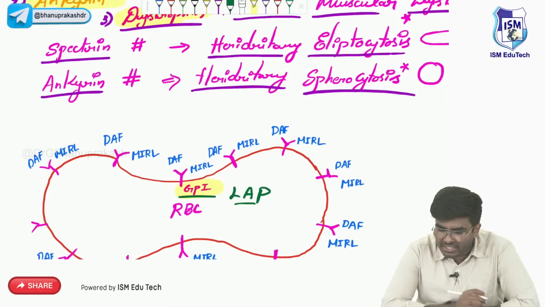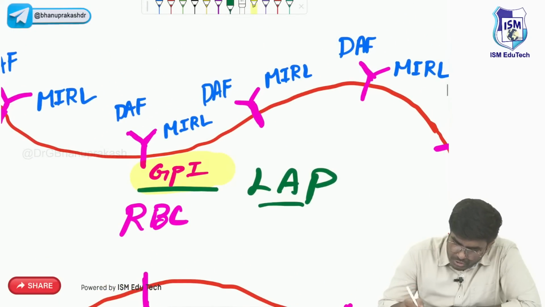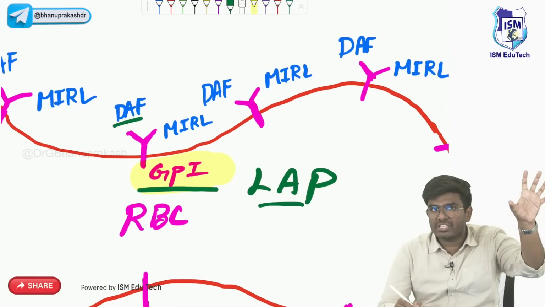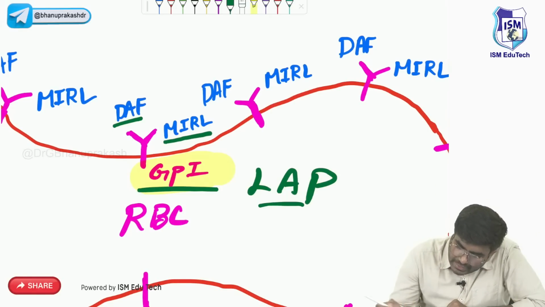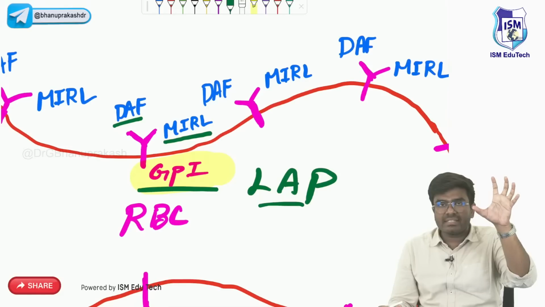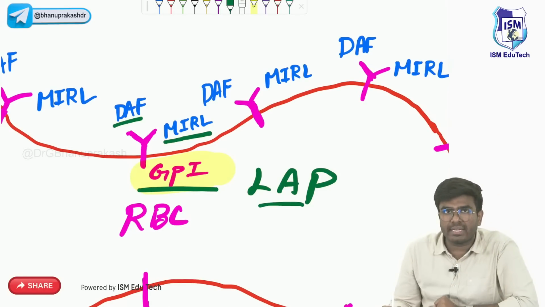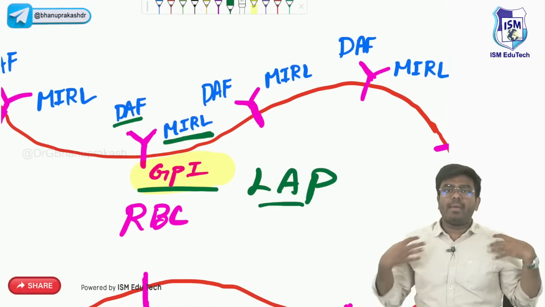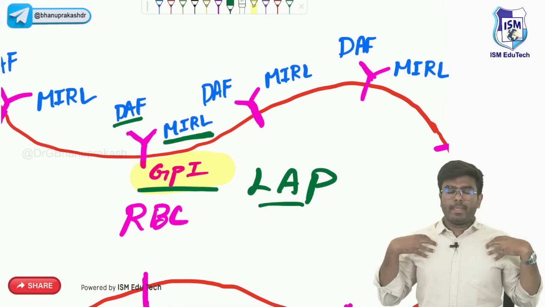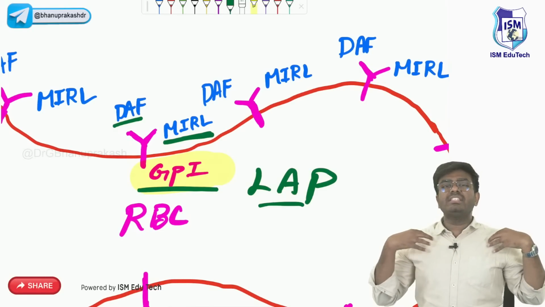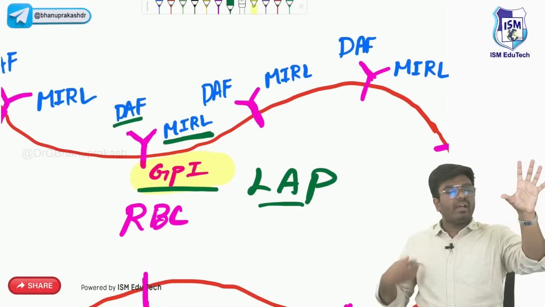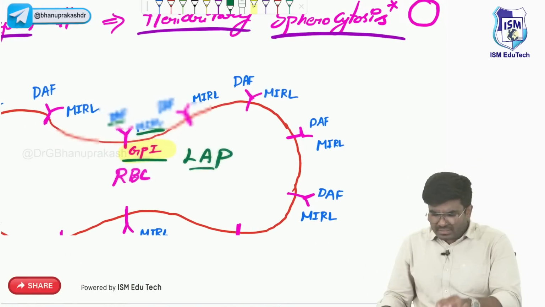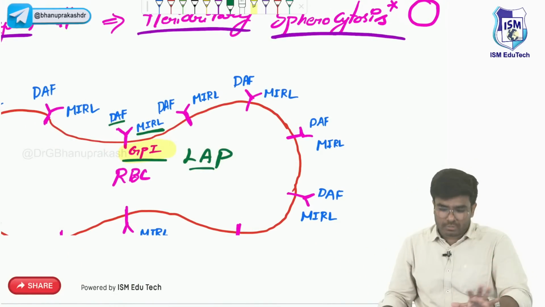Now, please appreciate this GPI molecule. What is it doing? It's having two hands. With one hand, it is holding DAF, meaning decay accelerating factor, and with the other hand, it's holding MIRL, membrane inhibitor of reactive lysis. I am the GPI. I am a lipid anchored protein sitting on the surface of RBCs. With one hand, I am having DAF, and with the other hand, I am having MIRL. See, this is something normal. This is something healthy also.